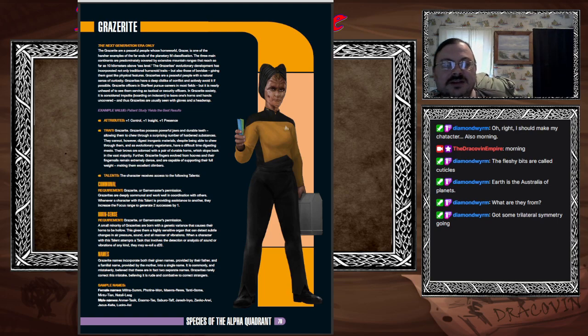Control, insight, presence, patience. Powerful jaws, durable teeth. You can try to chew through a lot of hard substance. Doesn't mean you can digest it, but you can chew through it. And you do have a difficult time digesting meats as a Grazerite. You are from a vegetarian evolutionary background.